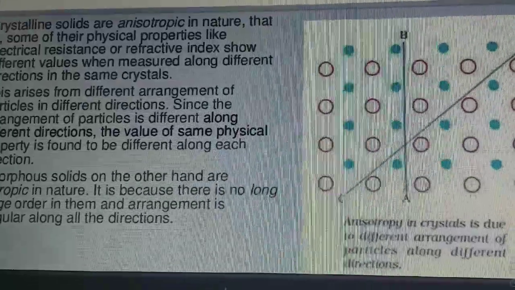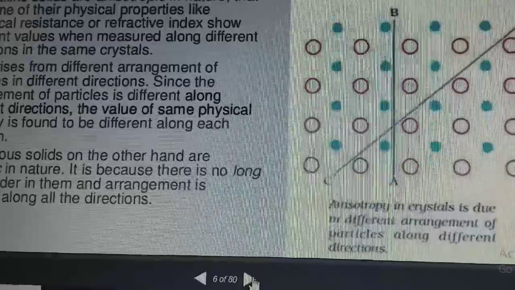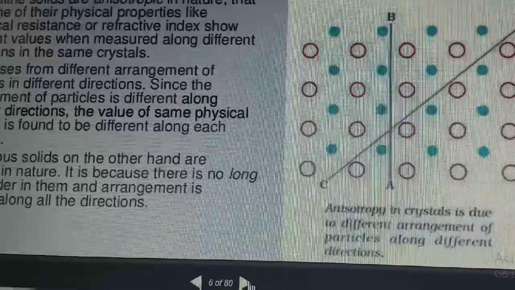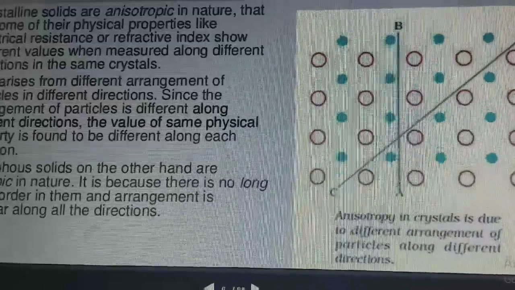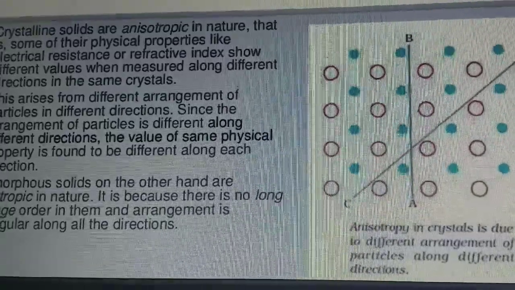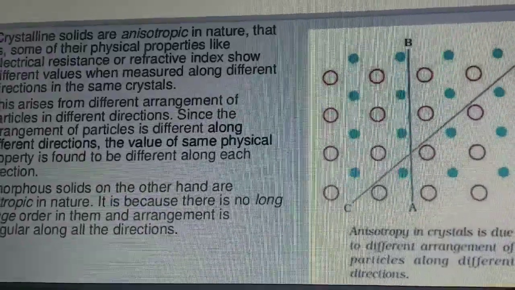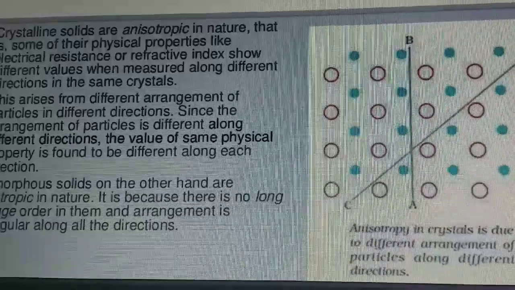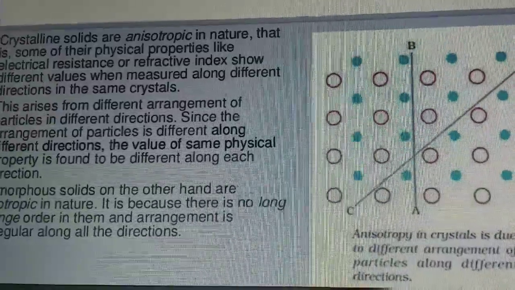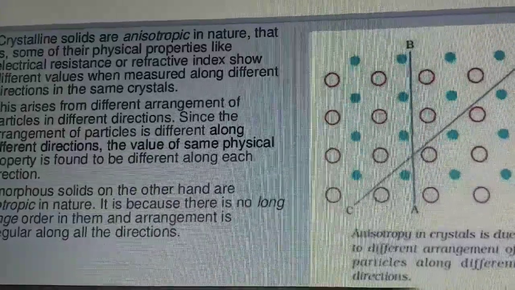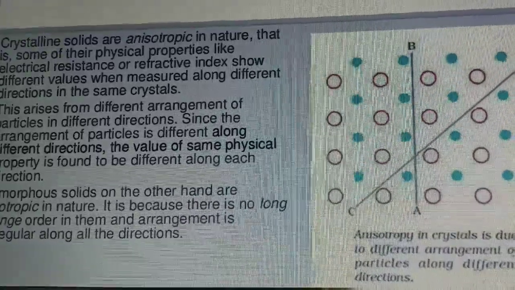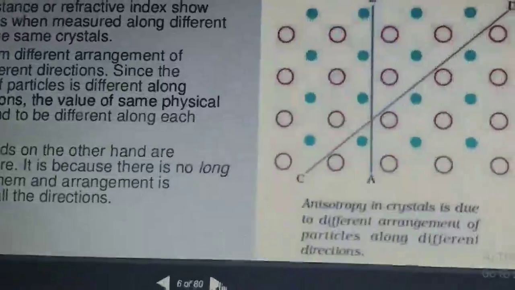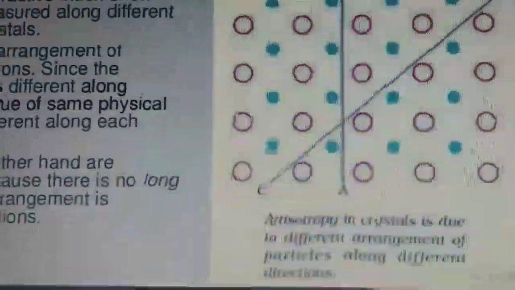You see the picture here. See blue color dots and red color circle. It represents the arrangement of particles. Suppose you take sodium chloride, means Na plus and Cl minus, like that. So they are orderly arranged, right? So if they are orderly arranged, you measure these physical properties, that is electrical resistance or refractive index. If you take one direction, A to B, one value you get, because of the arrangement of particles.